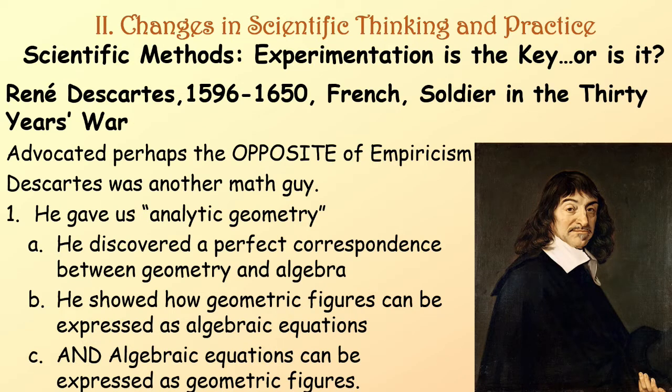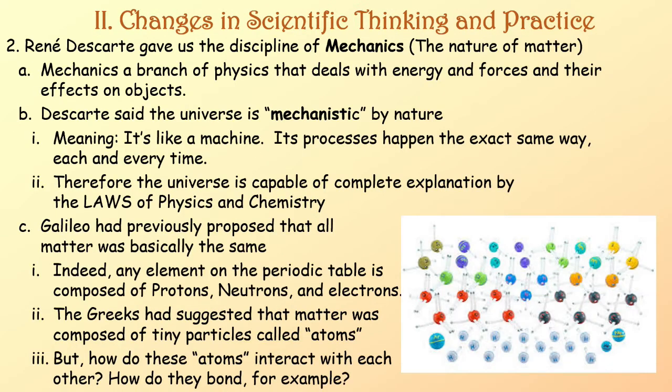Well, then you've got this other person. Scientific methods, experimentation is the key, or is it? René Descartes, 1596 to 1650, French, a soldier in the 30 Years' War, advocated perhaps what you might call the opposite of empiricism. Descartes was another math guy, a math whiz, right? He gave us analytic geometry. He discovered a perfect correspondence between geometry and algebra. He showed how geometric figures can be expressed as algebraic equations and how the inverse, algebraic equations, can be expressed as geometric figures.